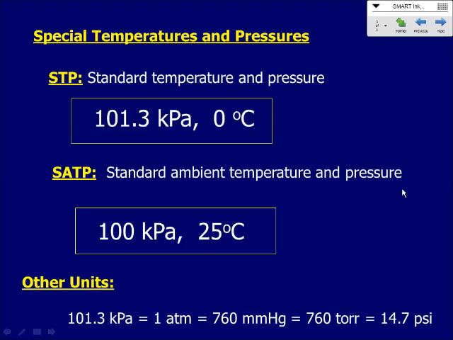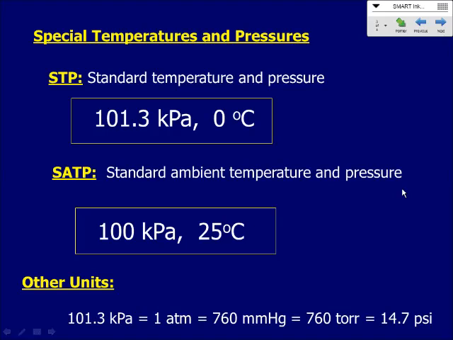So standard ambient temperature and pressure basically indicate laboratory conditions. When we look at our periodic table and we look at all of those states, liquids, solids, gases, those particular states are what you would see under standard ambient temperature and pressure. So we define our states on the periodic table, what we would see in laboratory conditions.